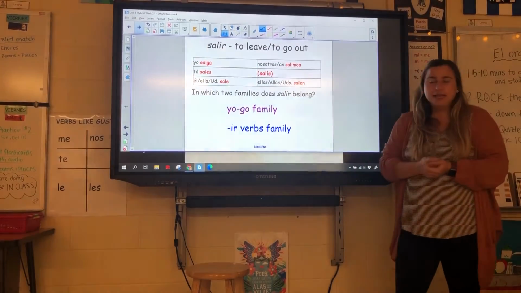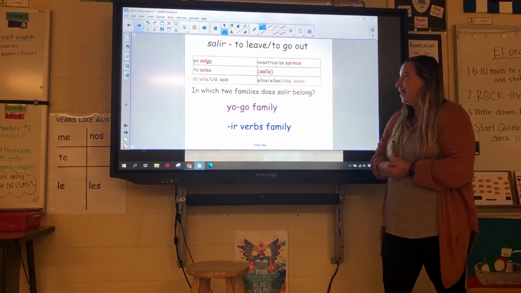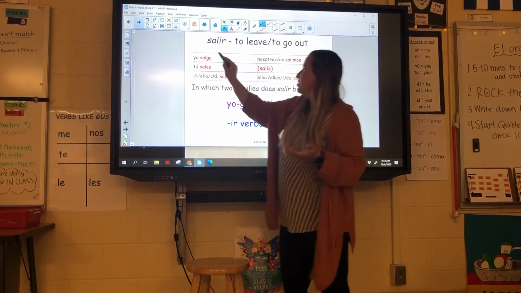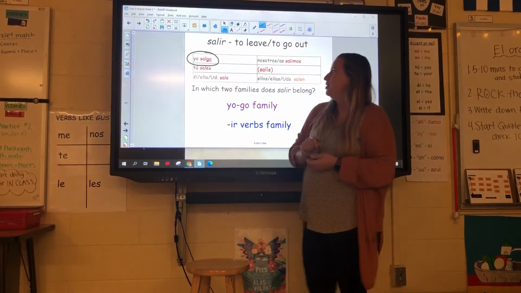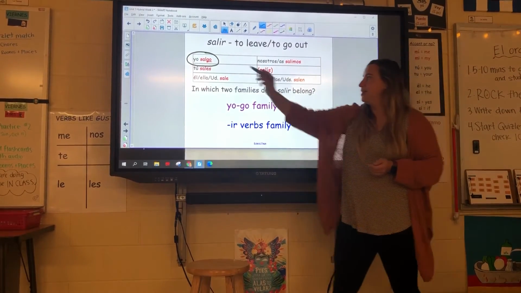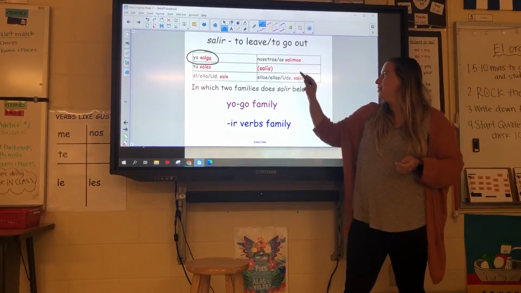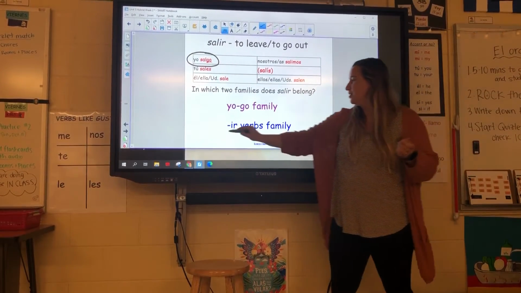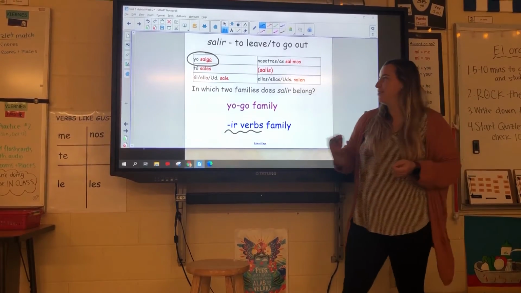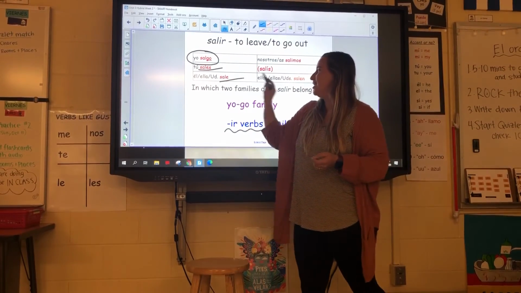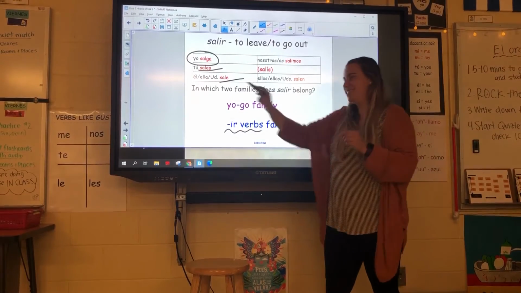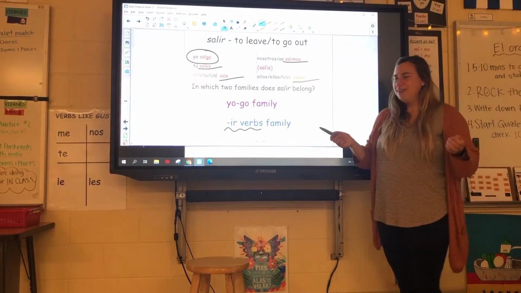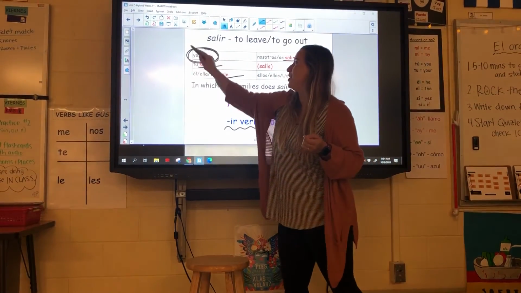Salir means to leave or to go out. Okay, to leave or to go out. Like leave a room or to go out with friends. Check this out. Yo salgo. That is the only form with a G in it because it's a yo-go verb. The rest of the forms, it's in the IR verbs family. Sales, sale. I know it looks like sail, but it's not. Sale, salimos, salen. All right, again, make sure you put something special around the yo form.